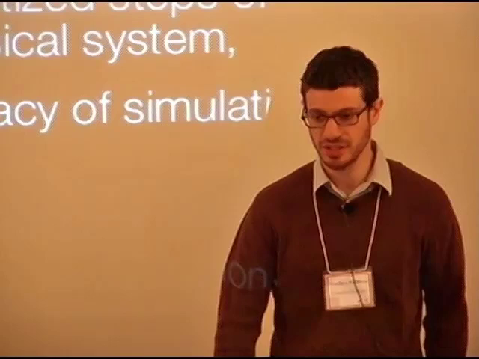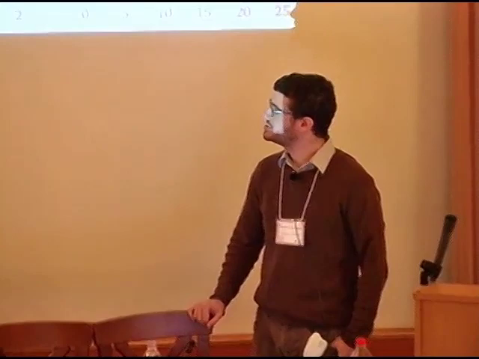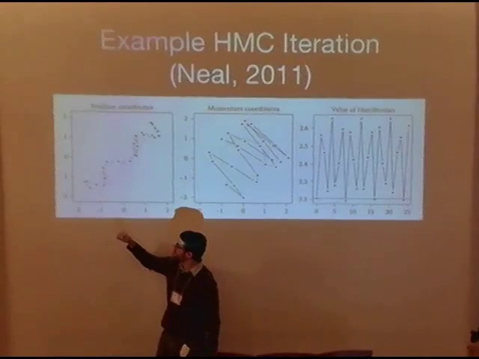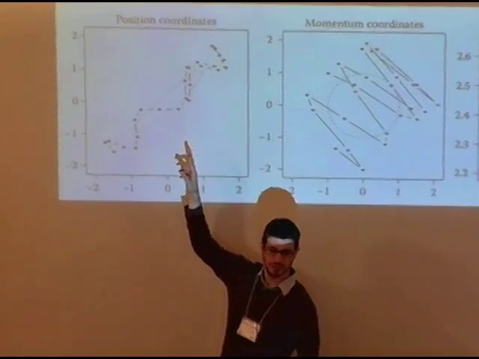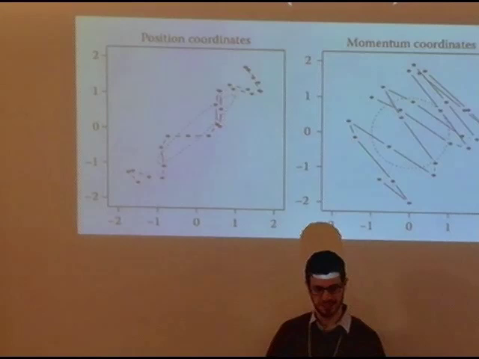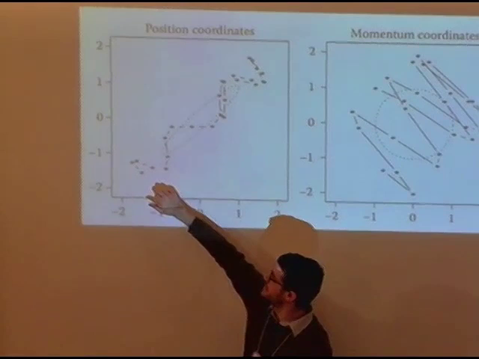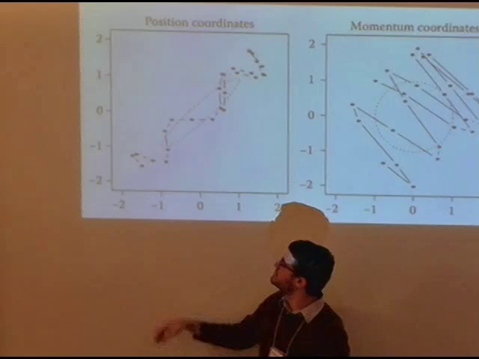Here's an example of an HMC iteration taken from Radford Neal's excellent tutorial on the subject, which I recommend to anybody who's interested in this. We start with the position that's here, minus one and a half, I think. We're trying to sample from a two-dimensional multivariate normal with reasonably strong correlations. You can imagine a physical system like a quadratic-shaped basin that's long and skinny. If we have a ball that's just sitting here to begin with, we flick it in a random direction, which in this case is -1, 1, and then evolve the dynamics over time.